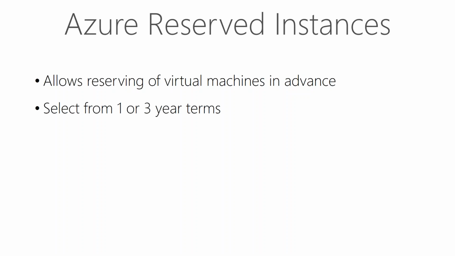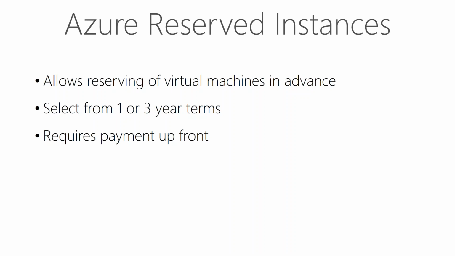Reserved instances in Azure, you have the option for a 1 or a 3-year term. So you can reserve a machine for 1 year, or you can reserve a machine for 3 years. Obviously, the longer that you reserve it, the greater the discount will be. And one of the differences with reserved instances is that you'll need to make the payment generally upfront for the machine. So if you're going to reserve it for a year, then the payment will need to be made upfront for that year.